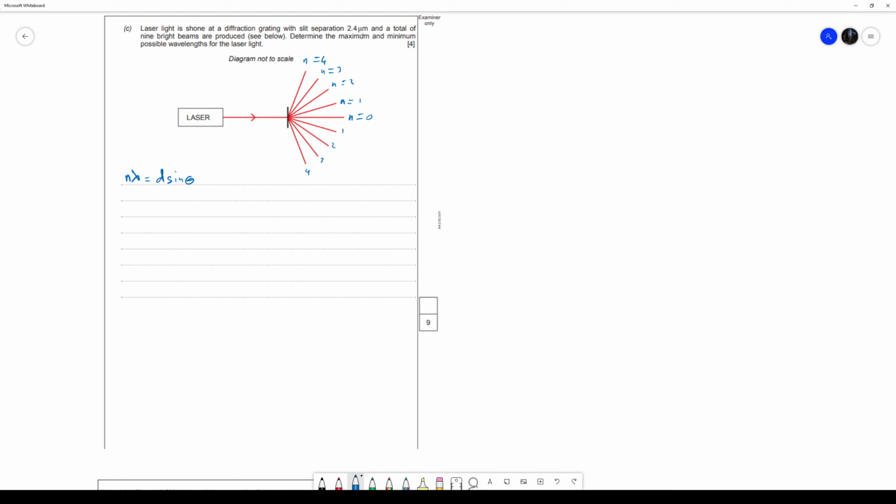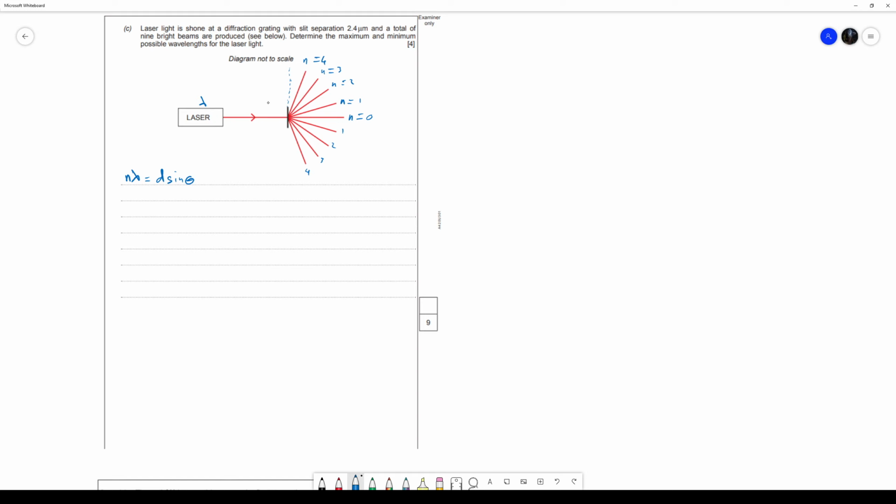So we're given d, and we're looking for the maximum and minimum possible wavelengths that are going to produce 9 bright beams. The limit to diffraction is 90 degrees. You can't diffract through more than 90 degrees. So if we think about the limit of diffraction and apply it to this, if I could vary lambda coming out of this laser, what happens as I increase and decrease lambda?